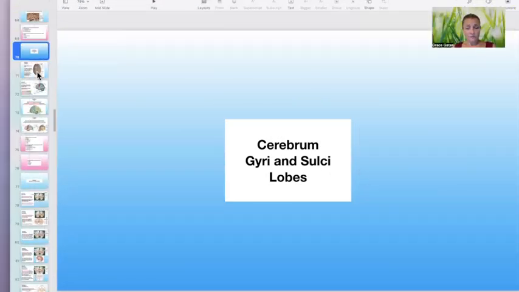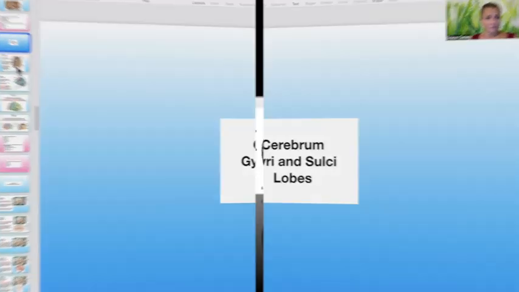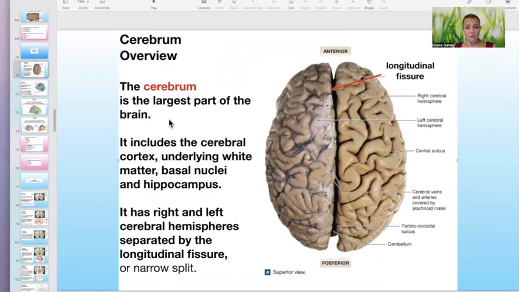Okay, so now this cerebrum. We'll talk about the gyri and the sulci and the lobes. So, the cerebrum is the largest part of the brain. It includes the cerebral cortex, underlying white matter, the basal ganglia, and the hippocampus. It has right and left cerebral hemispheres that are separated by a longitudinal fissure, or like a narrow, deep split.